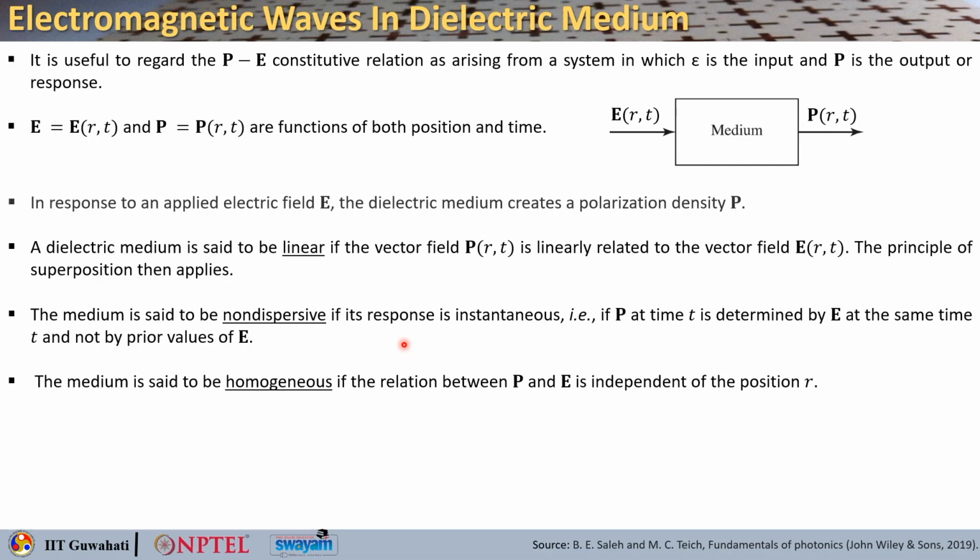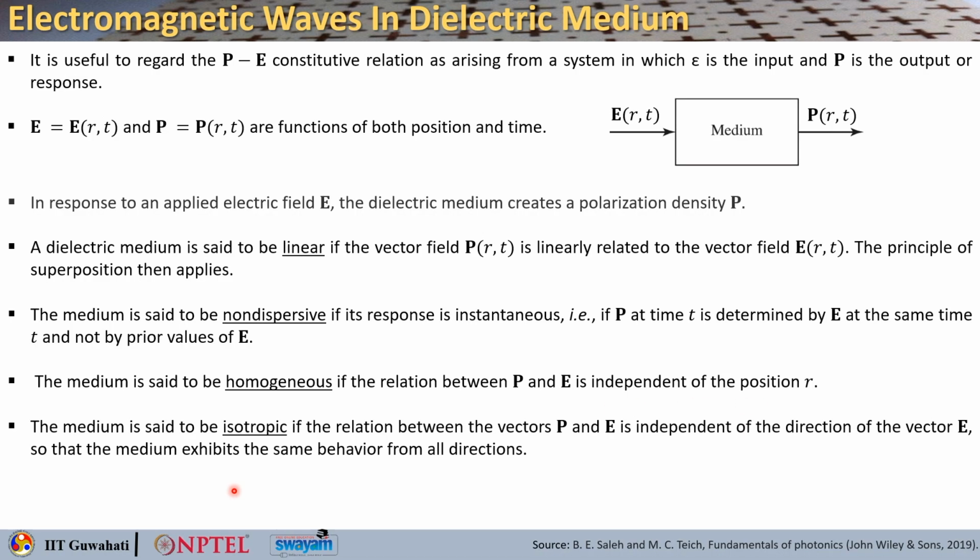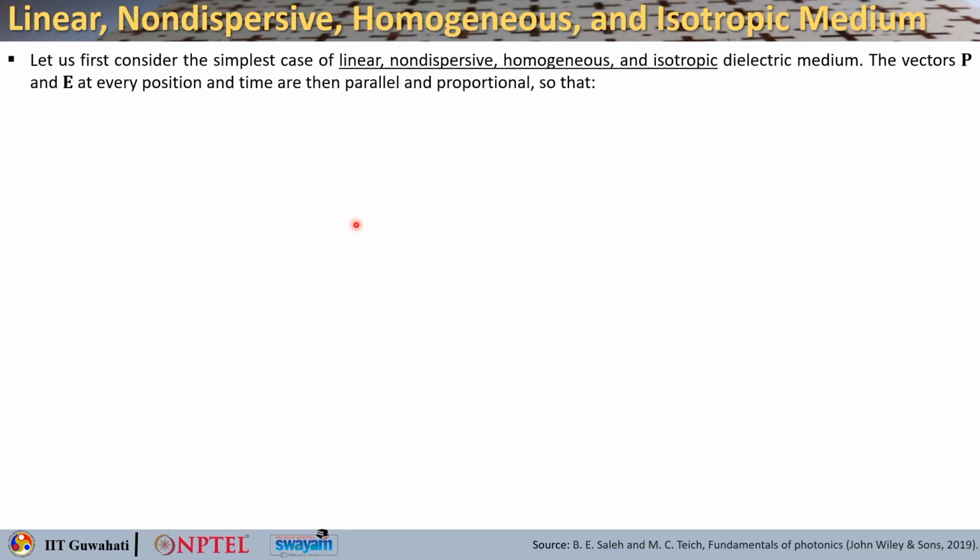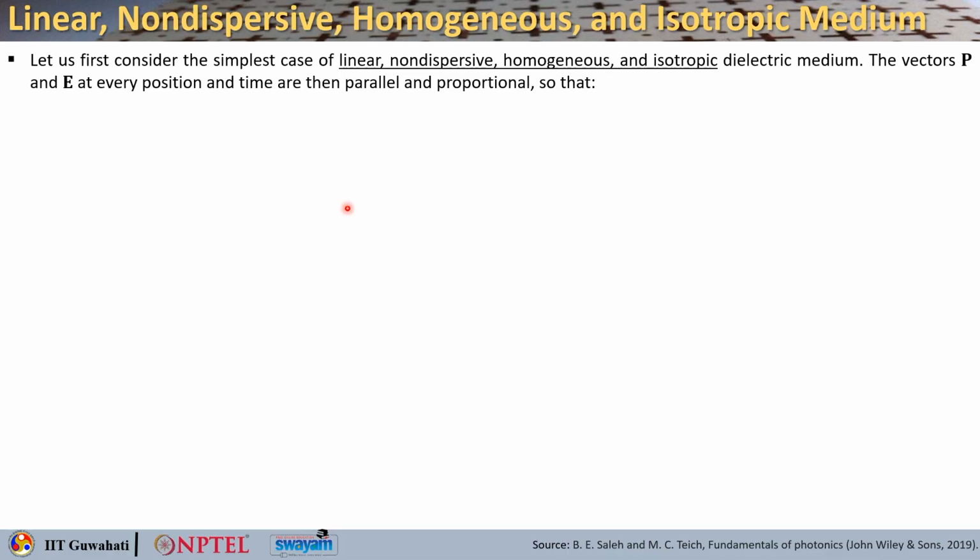The medium is also said to be homogeneous when the relationship between P and E is independent of the position R. And you can call a medium isotropic if the relationship between P and E is independent of the direction of the vector E. That means the medium basically exhibits similar behavior in all directions. So, now we will look into the linear, non-dispersive, homogeneous and isotropic medium. This is the first case we will be considering, and this is the simplest one.